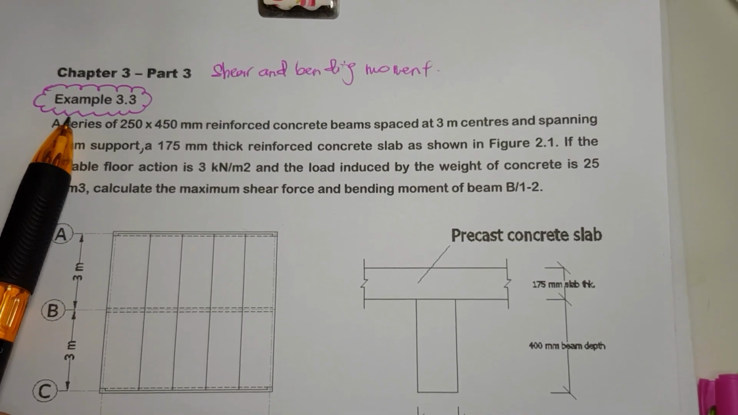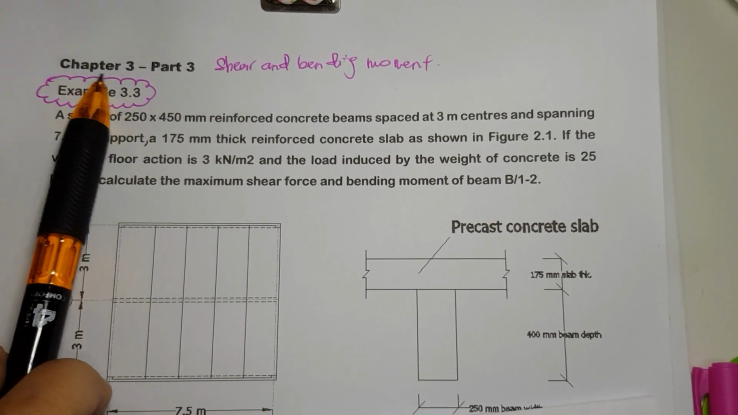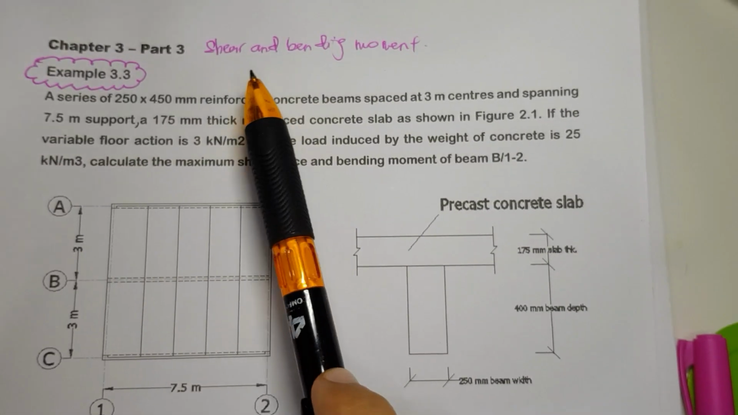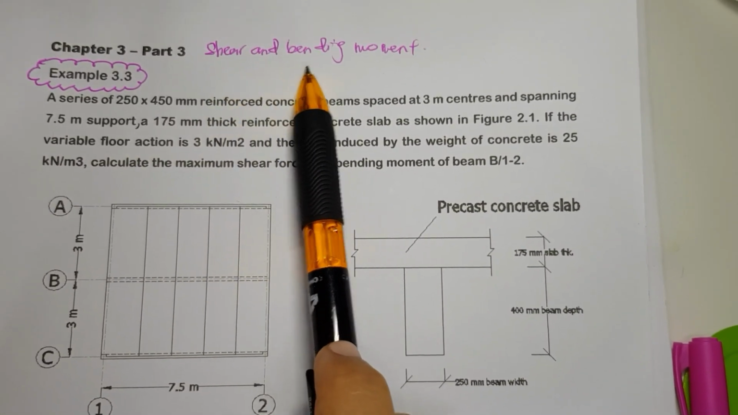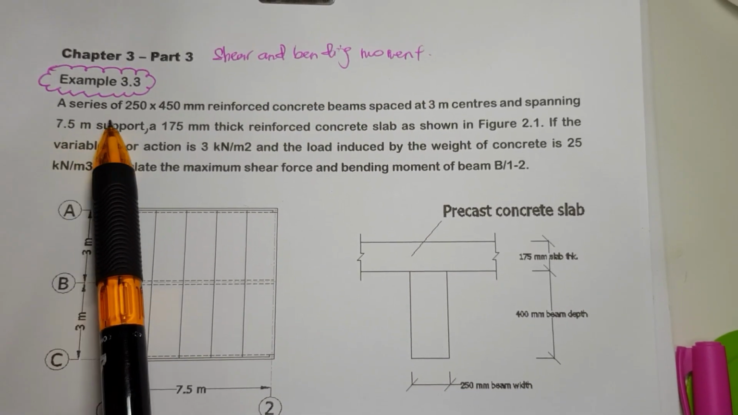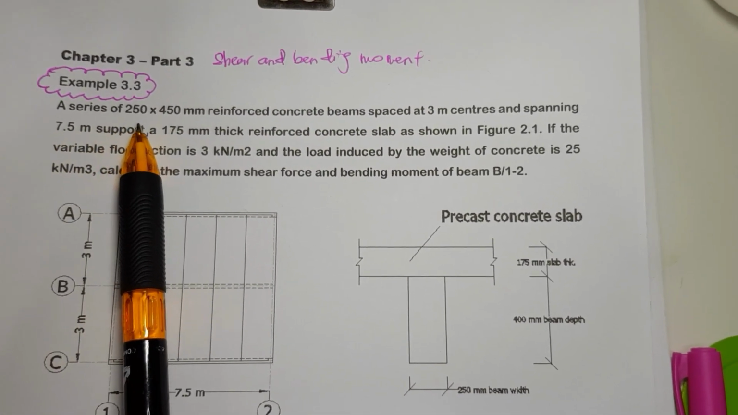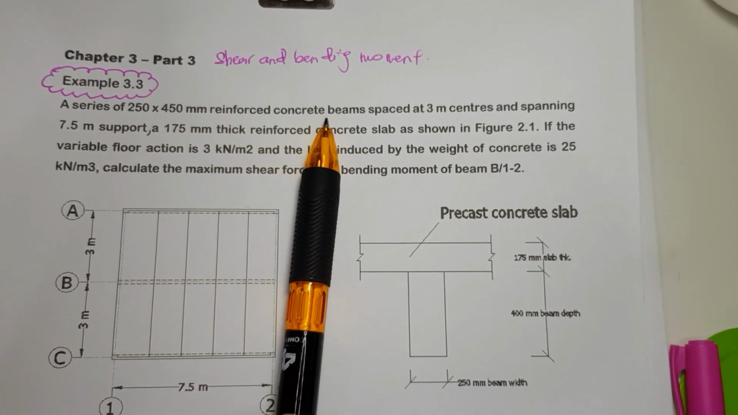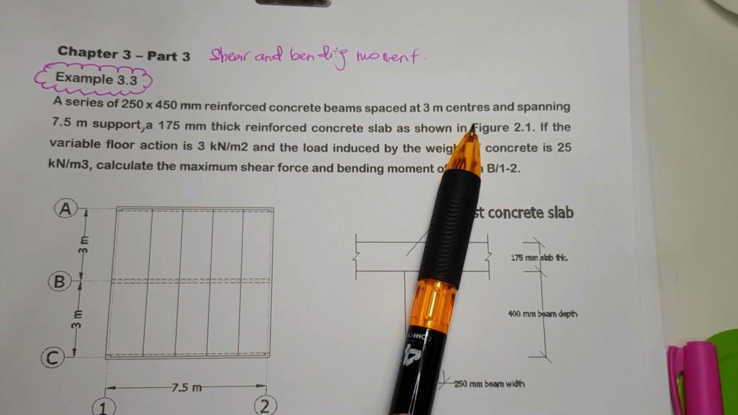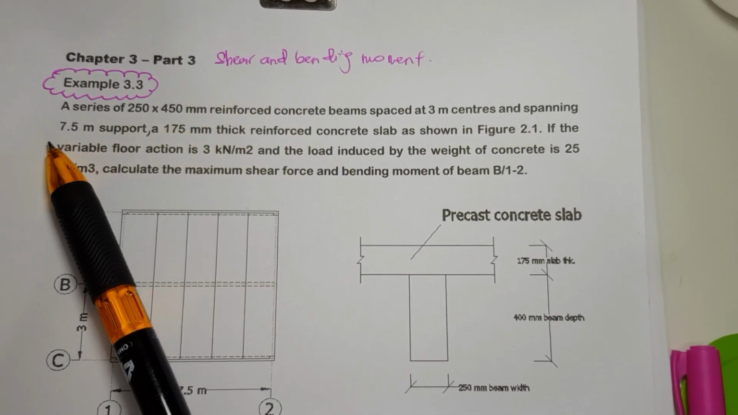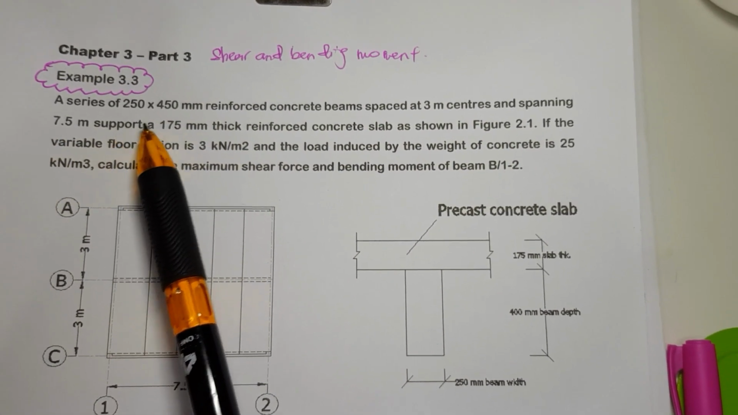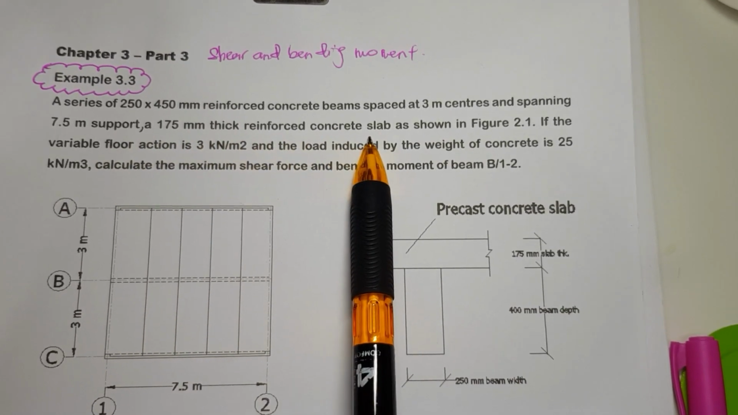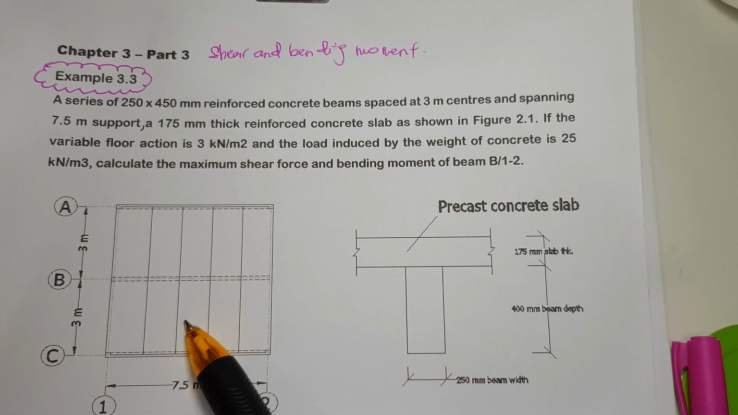This is example 3.3, chapter 3, part 3. Determination of beam shear and bending moment. A series of 250 by 550 mm reinforced concrete beams spaced at 3 meter centers and spanning 7.5 meter support with 175 mm thick reinforced concrete slab are shown in this figure.